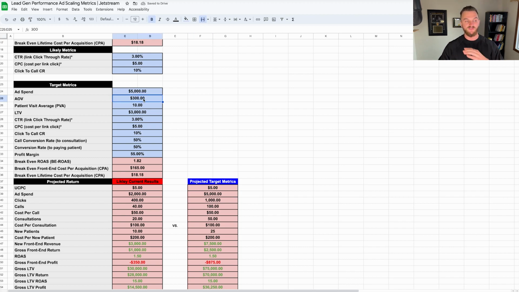Let's say we don't change the average order value, still $300. Your visit average is still 10. Your lifetime value is still 3,000. Let's say your click-through rate though, because we're running ads that are a lot more targeted, right? We're able to get that click-through rate up to about 6%, which would be pretty stock for us.